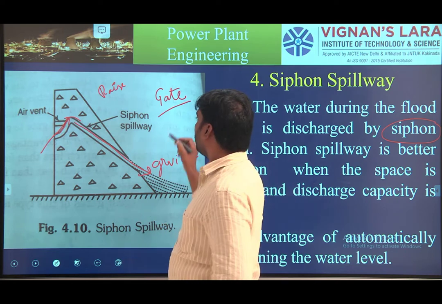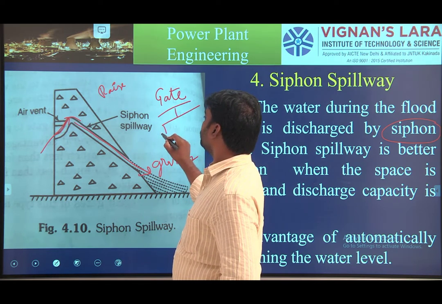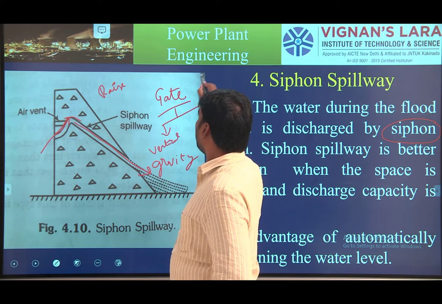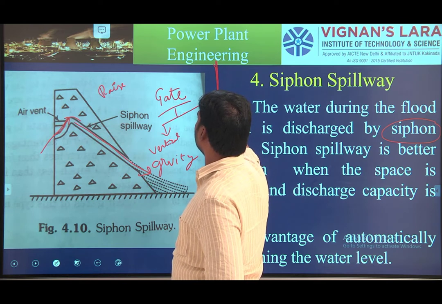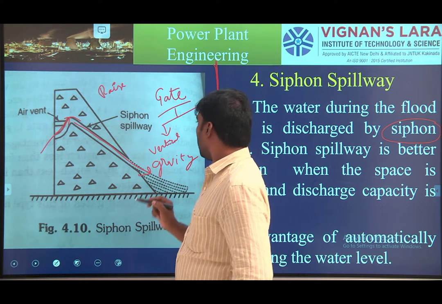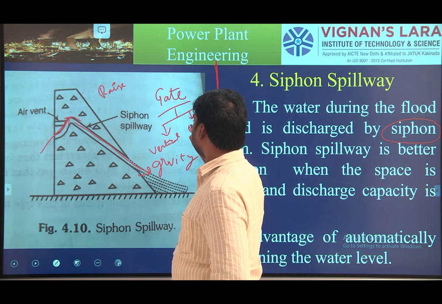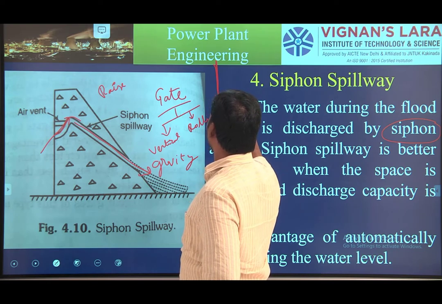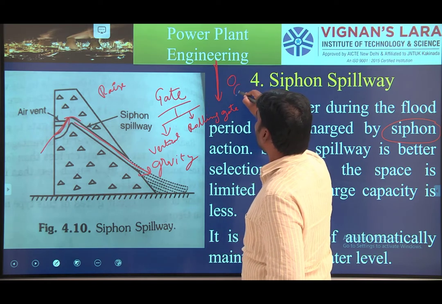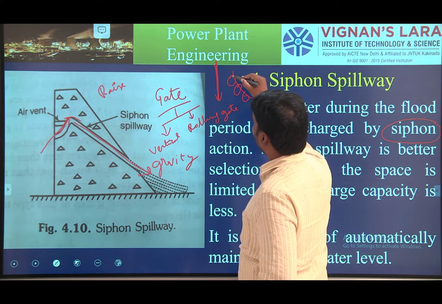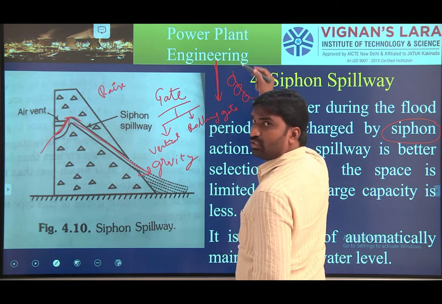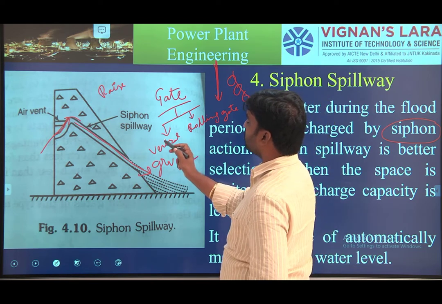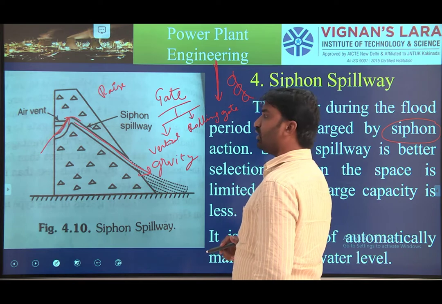Generally we use vertical gates. We move the gate in a vertical position, up and down, or rolling gates. The rolling gates are like this. We have rollers on them, so the gate is rolling on them. That is known as the rolling gate. These are very interesting gates. In most cases we use vertical gates and rolling gates.